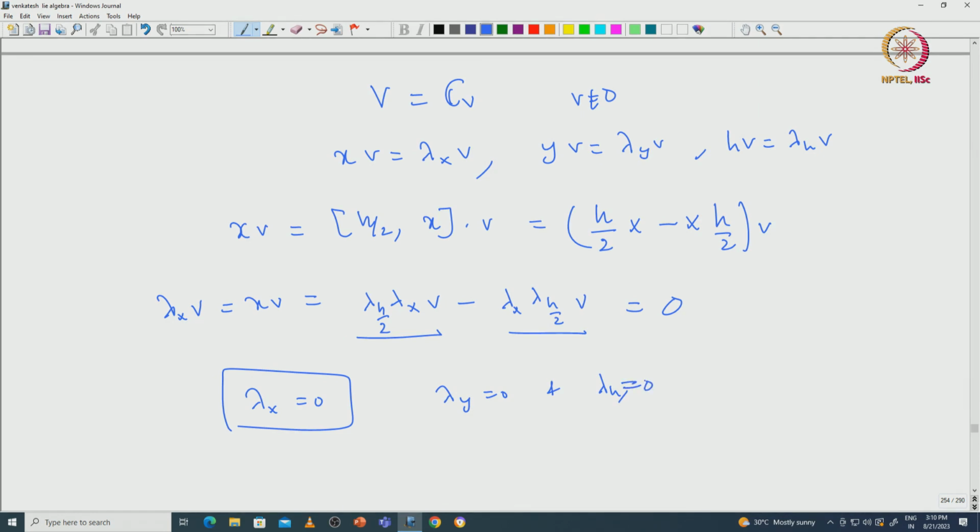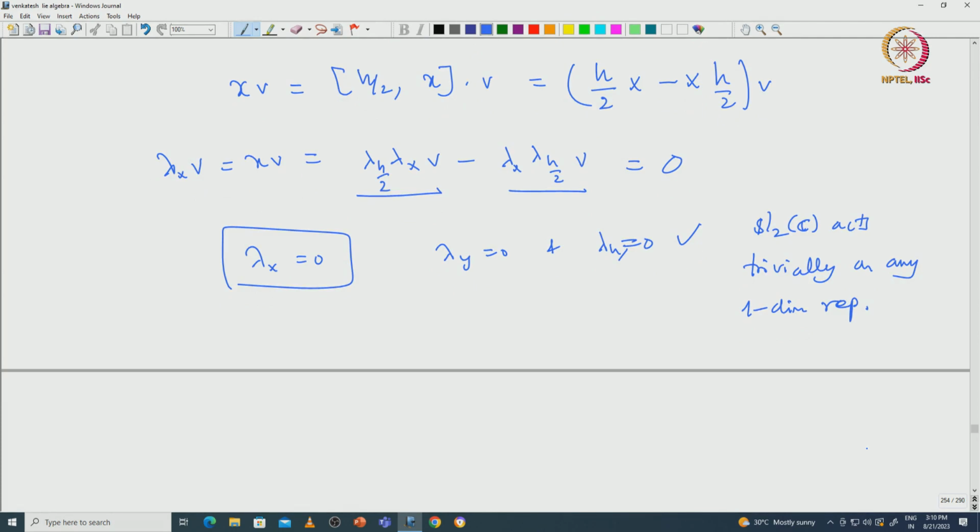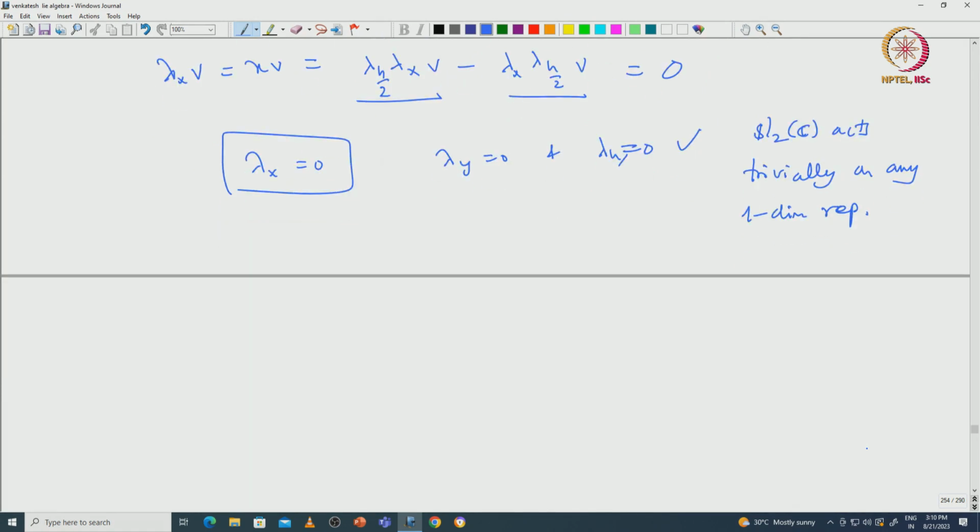So, that proves that SL2C acts trivially on any one dimensional representation. If you start with any one dimensional representation of SL2C, then it must be isomorphic to this trivial representation that we already saw. So, let us move on.